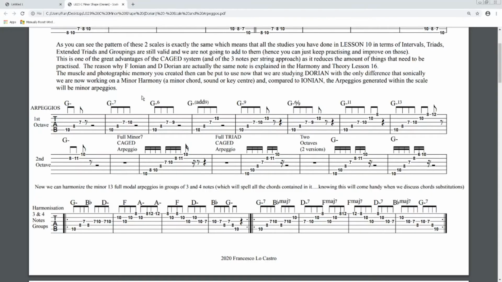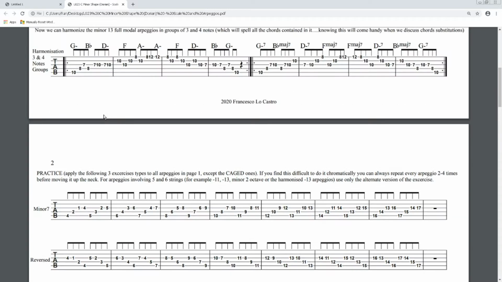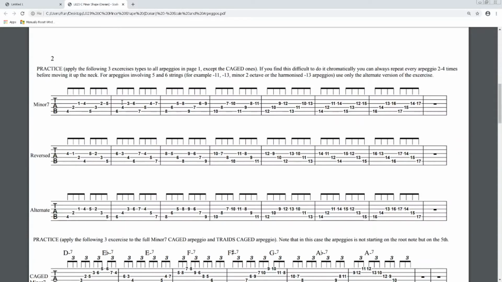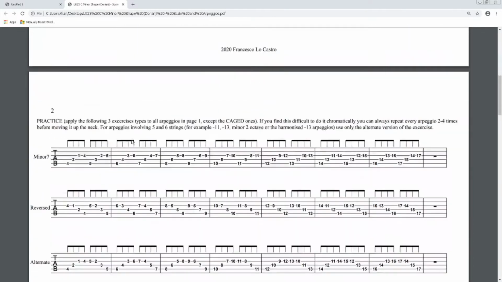We practice the CAGED version, and then the harmonized version, 3 or 4 notes. And on the PDF, on the second page, I gave you the usual 3 examples, 3 ways that I think there is more, but you should practice the actual arpeggios, these ones, okay? The example here is written as a minor 7, but each of these exercises should be applied to each individual arpeggio.